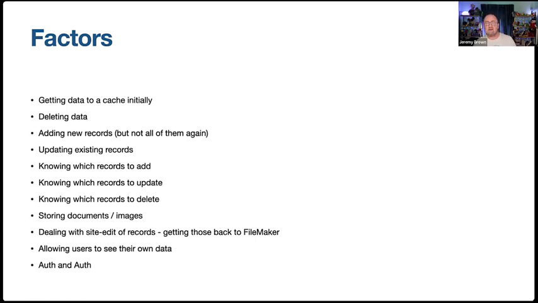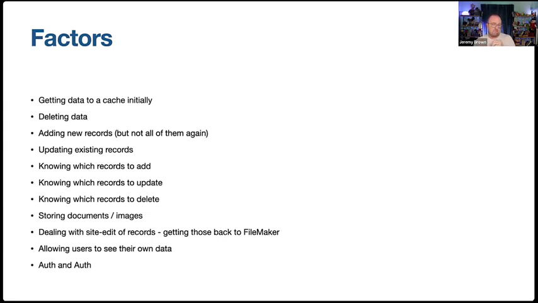Getting the data to the cache, to the middleware initially, deleting data, adding new records, but not all of them, just some of the ones that have just been added, updating existing records, knowing which records to add, update, delete, dealing with documents and images. That's part of many FileMaker apps. Dealing with site edits of records. So if someone edits a record on the site, because they've logged in and need to change their address or something, getting that data back to FileMaker.